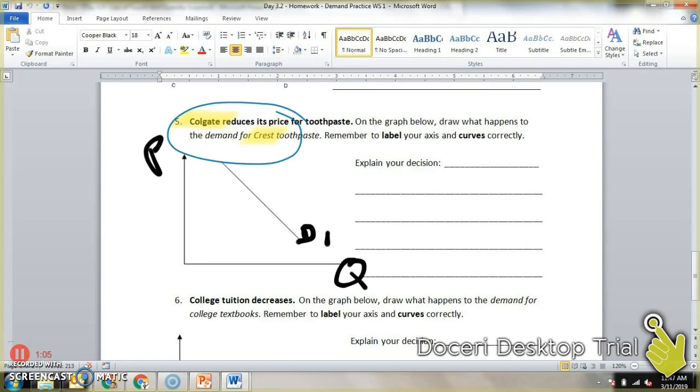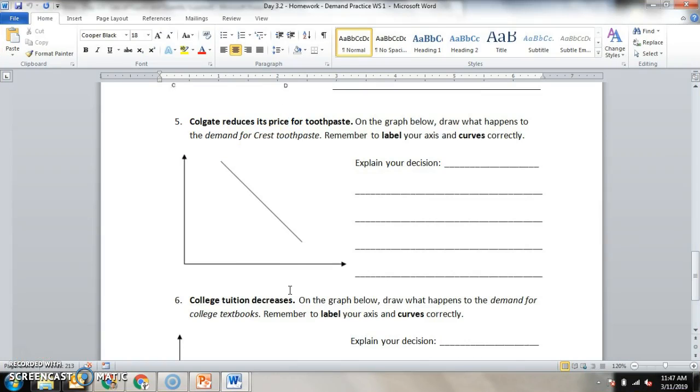And then if Colgate reduces its price, people want to buy that. They don't want to buy Crest. And so the demand for Crest toothpaste is going to decrease, and we show that with the arrow to the left, demand shift to the left, and we explain it by writing that there is a change in the price of substitutes. And that's number 5.